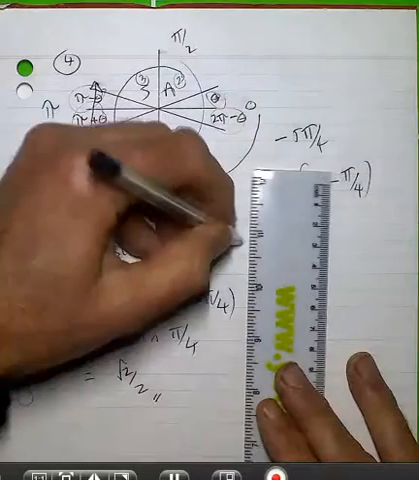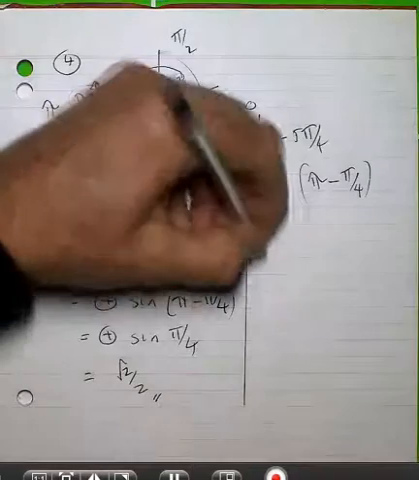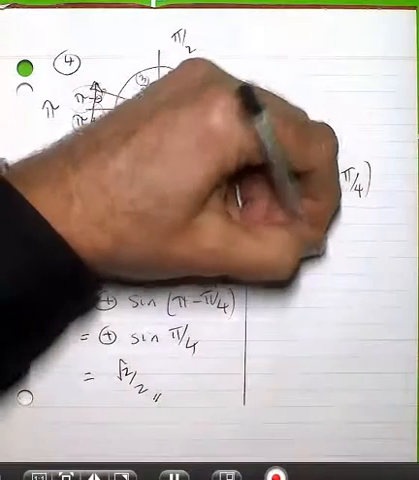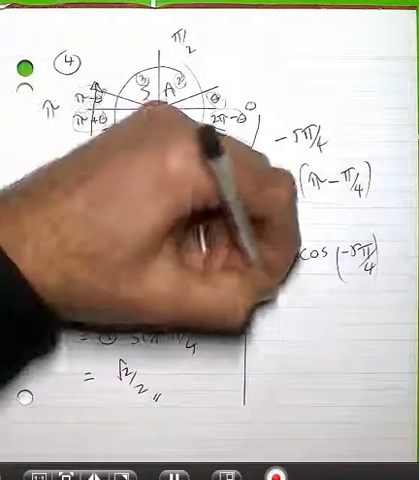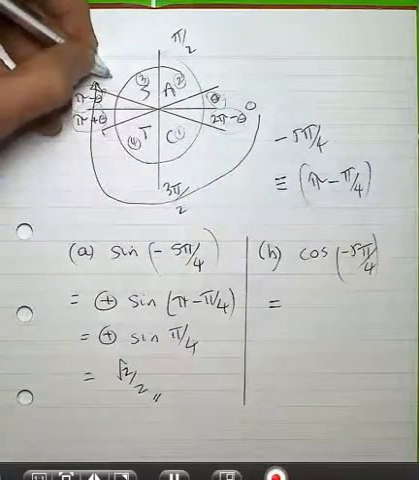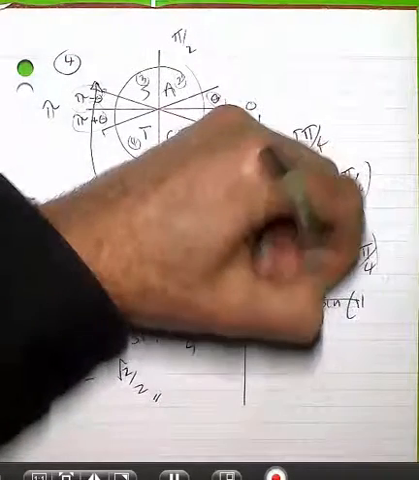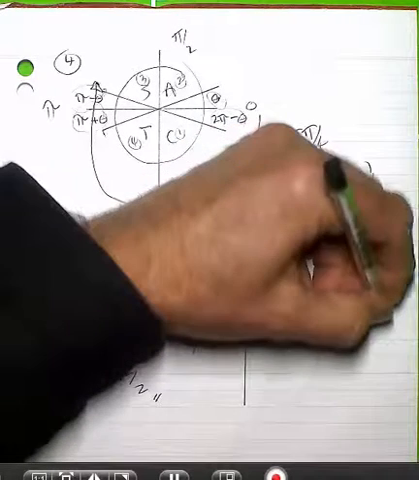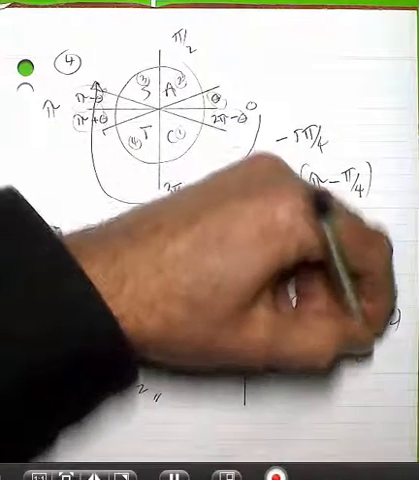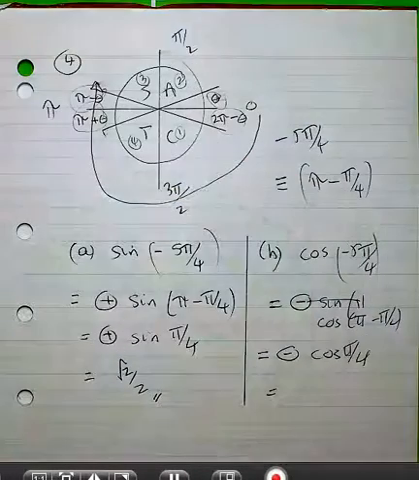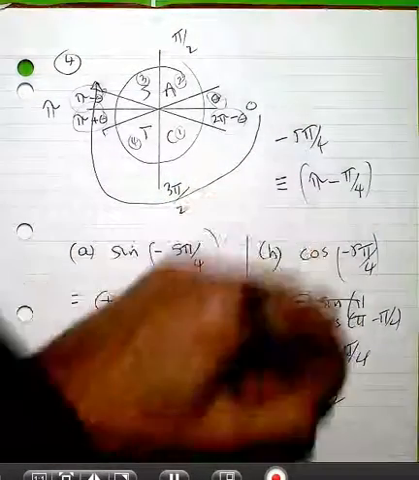Now in B, exactly the same process, because we're dealing with the same radian measure. The cos of minus 5 pi on 4 is equal to, in this quadrant, negative cos of pi minus pi on 4, which is negative cos of pi on 4, which is equal to negative root 2 over 2.